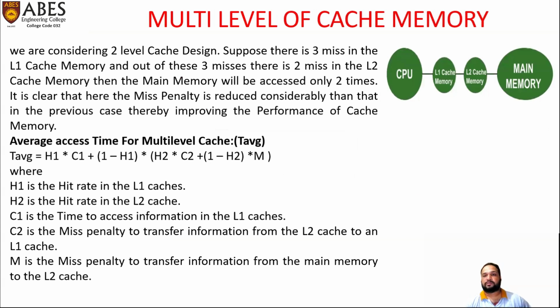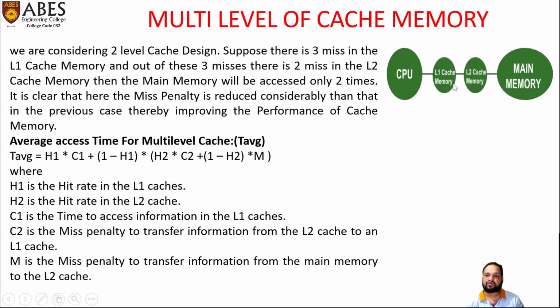Now, considering multi-level cache memory, how is it going to be accessed? Let us consider that we are using a two-level cache design. Suppose there are three misses in the L1 cache memory, and out of these three misses, there are two misses in the L2 cache memory. Then the main memory will be accessed only two times, even though we have saved one search. It is clear that here the miss penalty is reduced considerably compared to the previous case, thereby improving the performance of the cache memory.